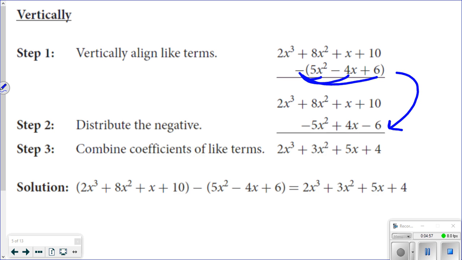Okay, so then we get 8 minus 5 is 3. 1 plus 4 is 5. 10 minus 6 is 4. So this will be our final answer. So however you want to do it, if you want to line them up vertically with like terms, if you want to highlight like terms, circle like terms, whatever works best for you.